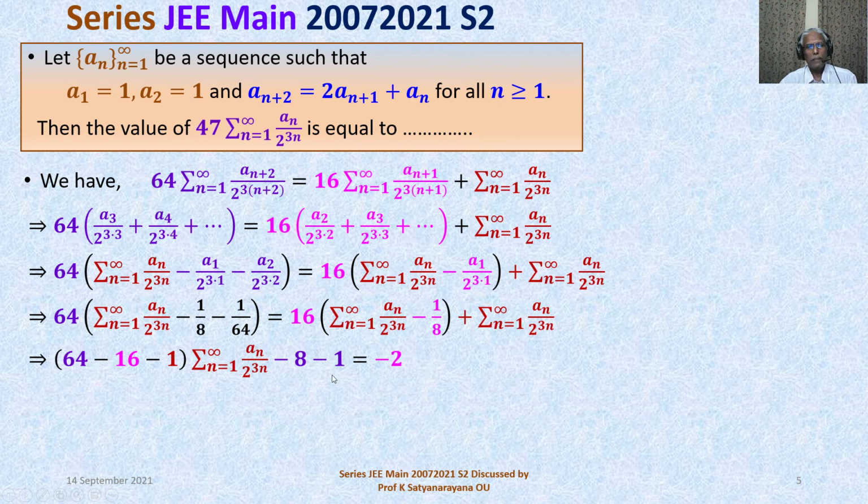So this is minus 9, send it to that side, 9 minus 2, it will be 7. And here 64 minus 16 minus 1 is 47. 47 times sigma n equal to 1 to infinity a_n by 2 power 3n is equal to 7. So the answer is 7.